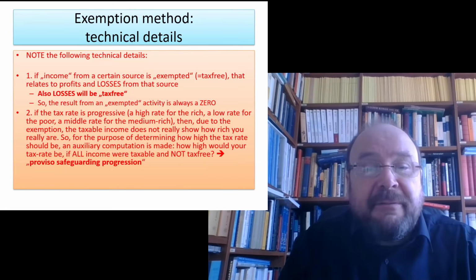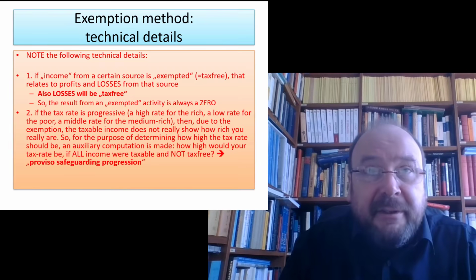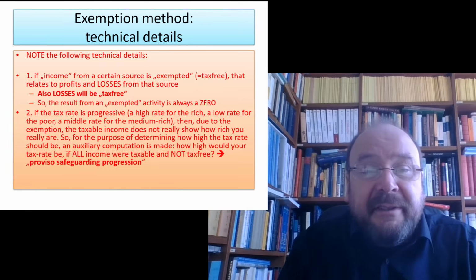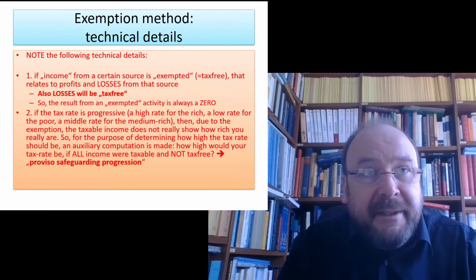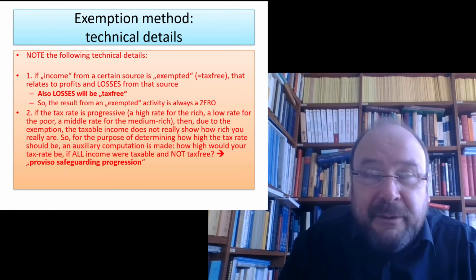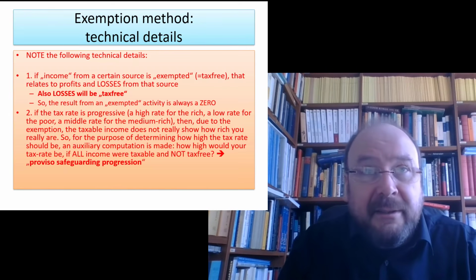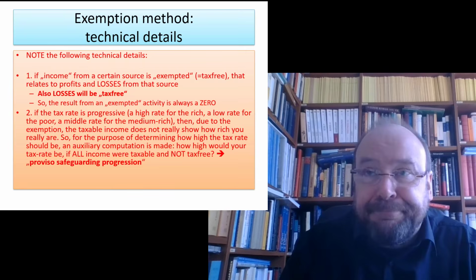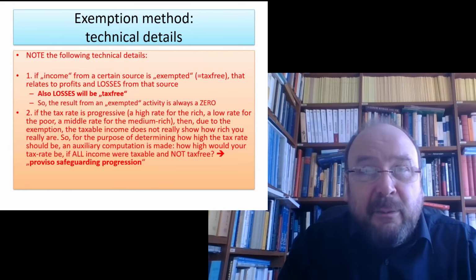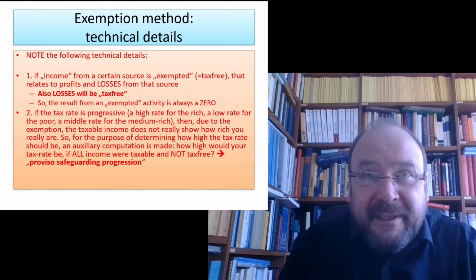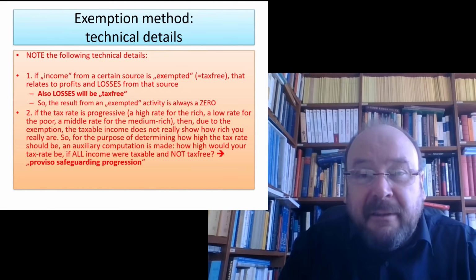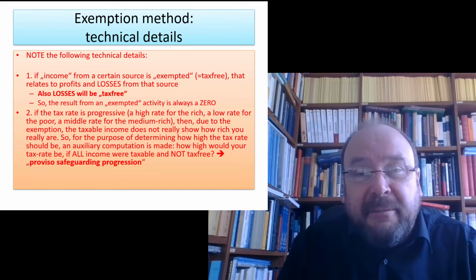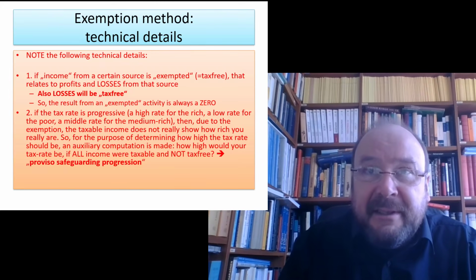Imagine you have 500,000 euro worldwide income. Now, 490,000 shall be exempt under the exemption method because they come from a shop in France. So only 10,000 euro taxable income remain to be taxed in Germany. Now, what does that mean for the tax rate? If you only look at 10,000 euro income, then you would get the impression that person is extremely poor.